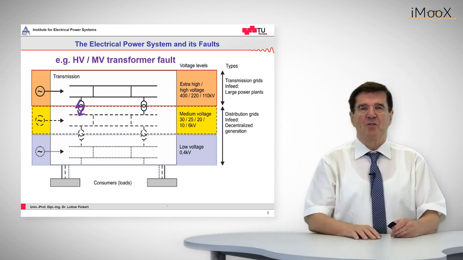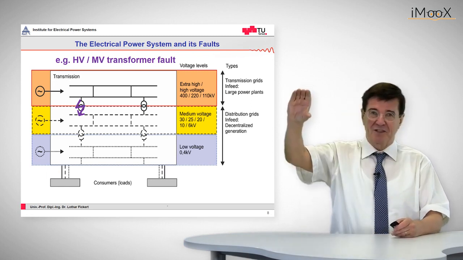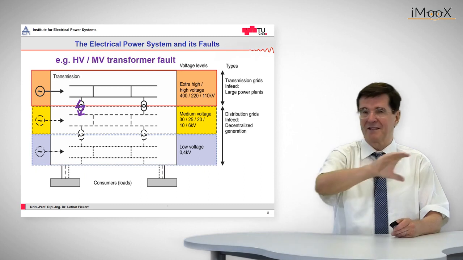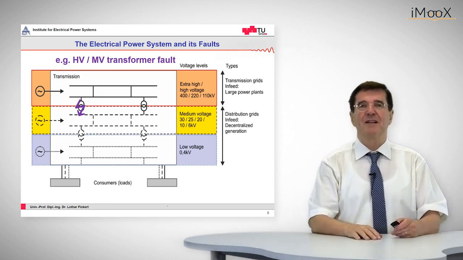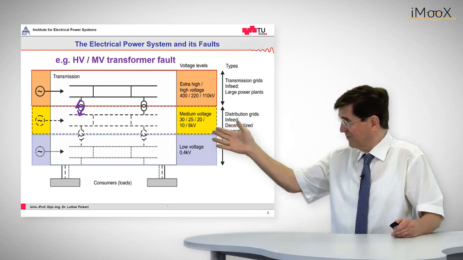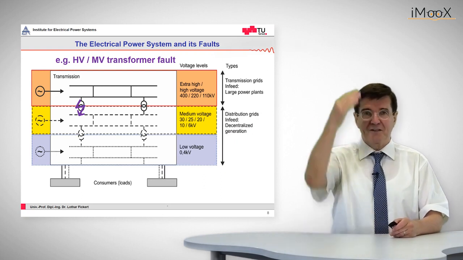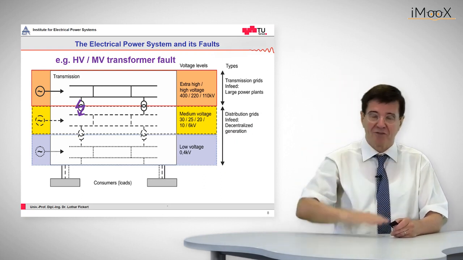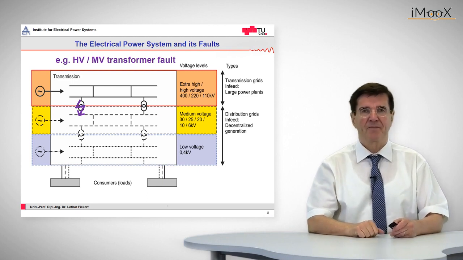The next type of fault occurs in the transformers, which are between these voltage levels, for example here between the transmission and the distribution level. If such a transformer fails, again we have a redundant structure. As you can see, there are two of these transformers in use, and the transport of electricity from the high voltage levels to the consumer voltage levels is not severely impaired.